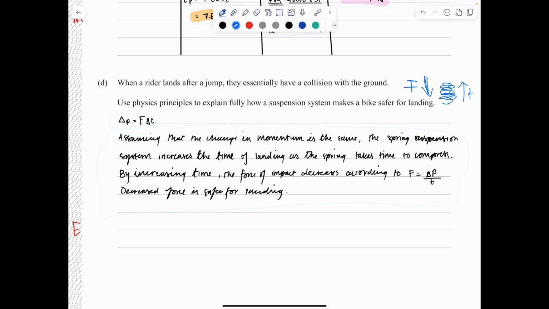Assuming that the change in momentum is the same, the spring suspension system increases the time of landing as the spring takes time to compress. By increasing the time, the force of impact decreases according to this equation here. Decreased force is safer for landing. So I've linked to the context and explained it thoroughly.